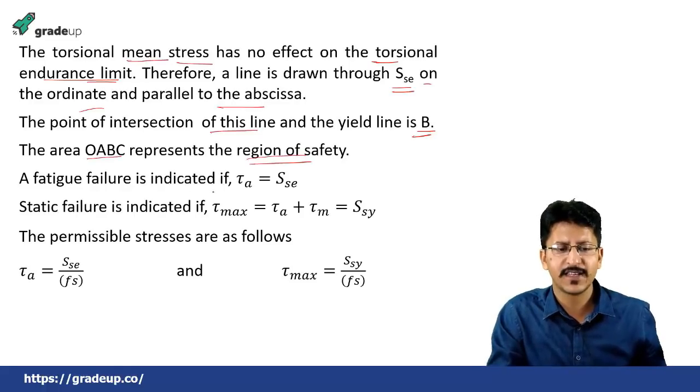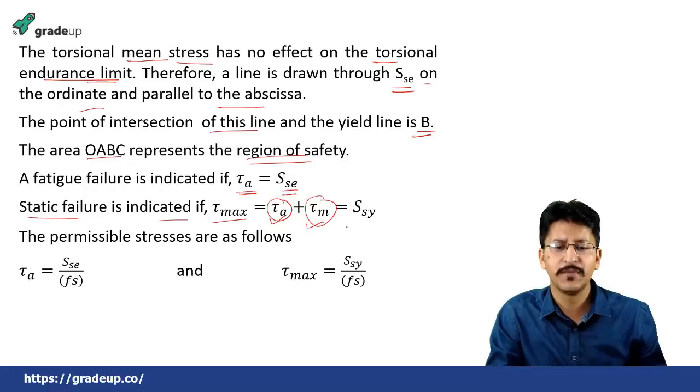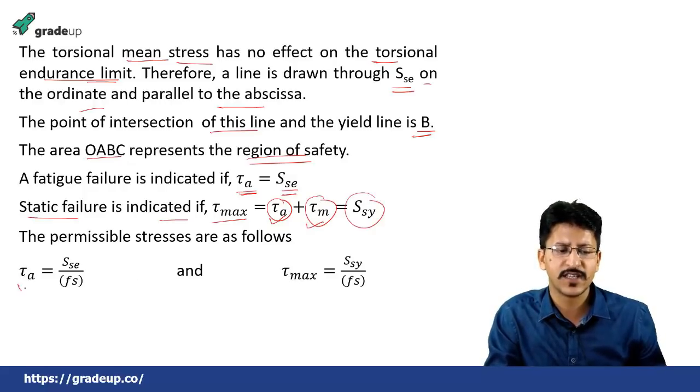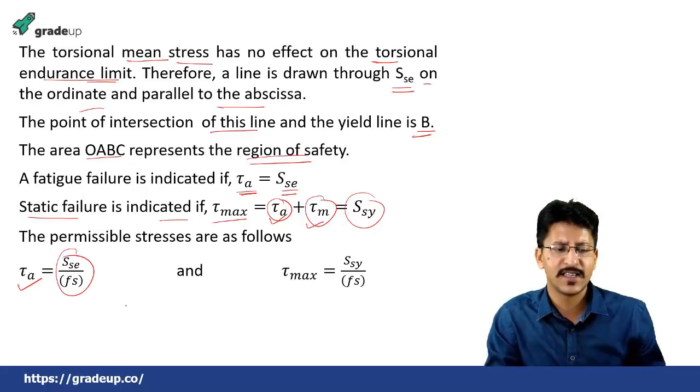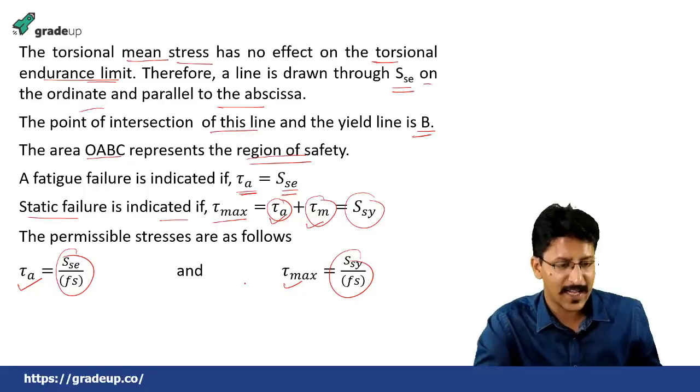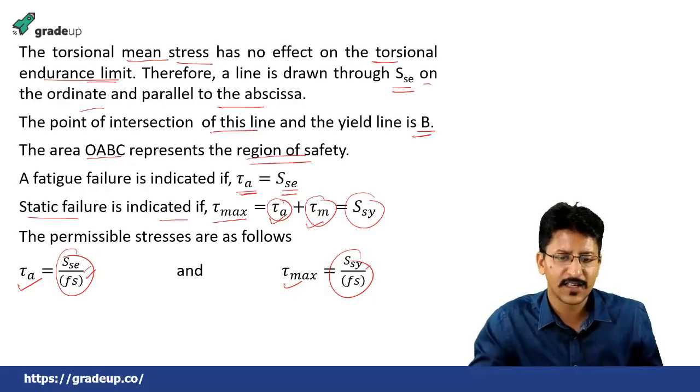Fatigue failure is indicated if tau A, the torsional stress amplitude, is equal to SSE, and static failure is indicated if tau max, which is the torsional stress amplitude plus the torsional mean stress, is equal to SSY. The permissible stresses are as follows: tau A equals SSE by Fs and tau max equals SSY by Fs. That is the endurance value and this is the yield value.